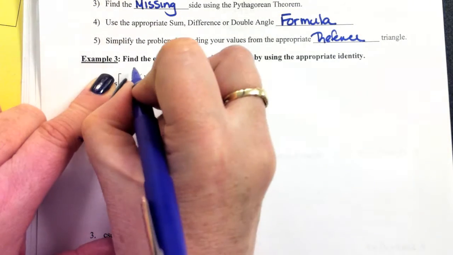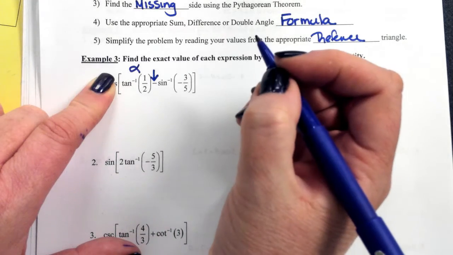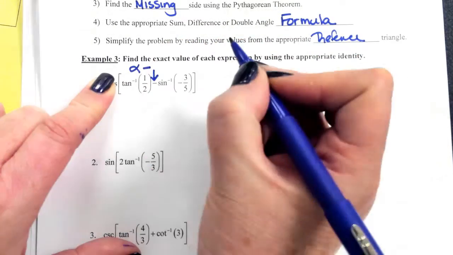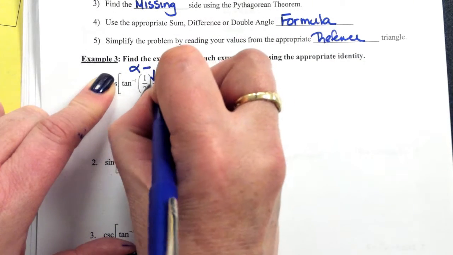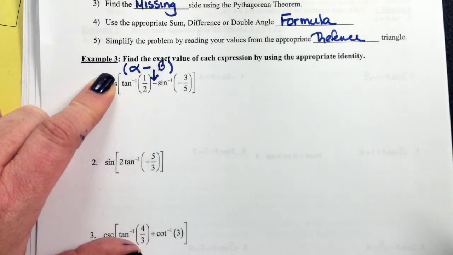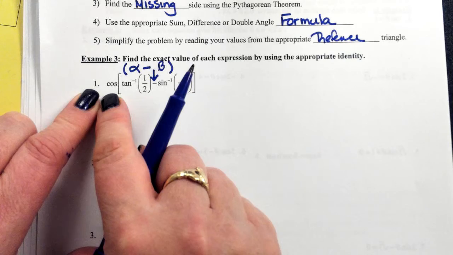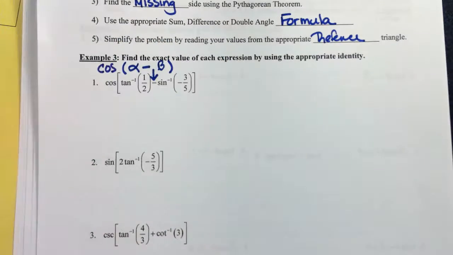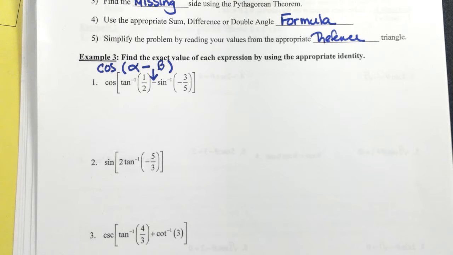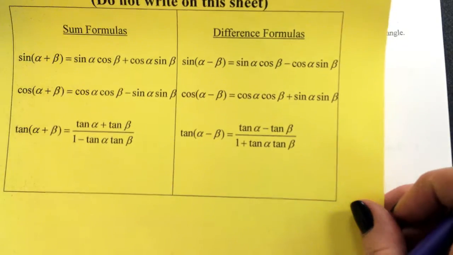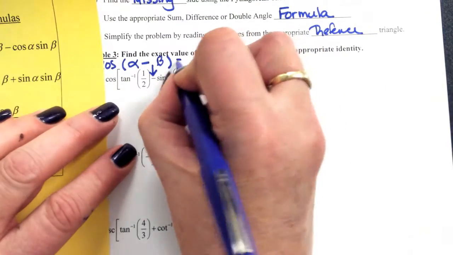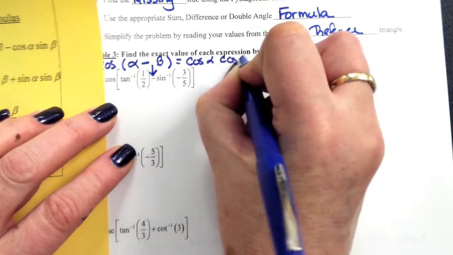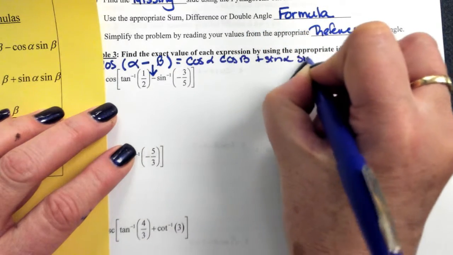Difference. So remember, this inverse tangent represents some angle that I'm going to call alpha. You're subtracting another angle, which is coming from the inverse sine of negative 3/5, so I'm going to call that beta. Look at the outer function. The outer function is cosine. So the formula that's going to apply for this particular example is going to be what? Your cosine difference formula. So from your blue sheet, go ahead and copy down what the cosine difference formula is going to be. It's going to be your cosine alpha, cosine beta, plus sine alpha, sine beta.